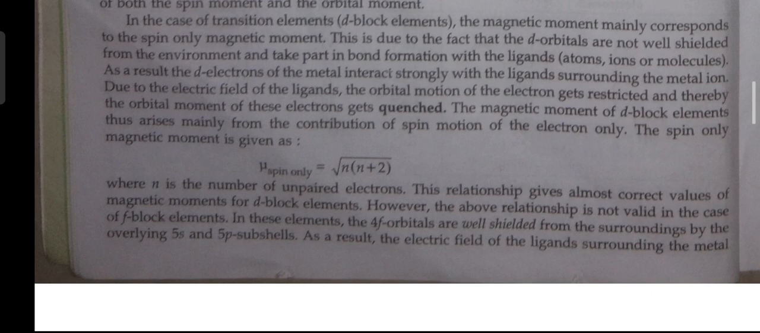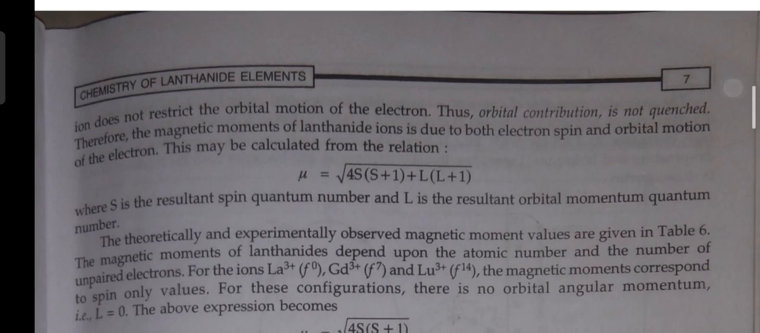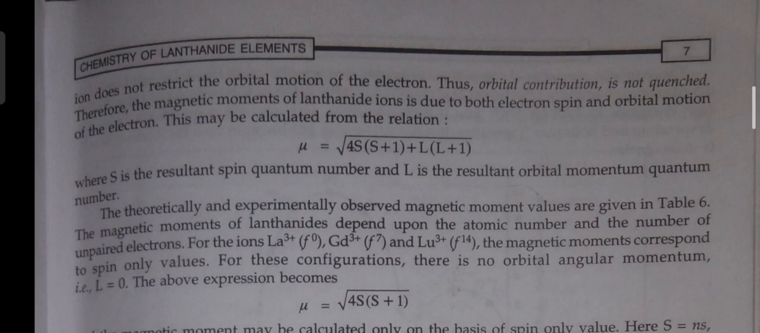However, the above relationship is not valid in case of f block elements. In these elements, the 4f orbitals are well shielded from the surroundings by the overlying 5s and 5p orbitals. As a result, the electric field of the ligands surrounding the metal ion does not restrict the orbital motion of the electron. Thus, the orbital contribution is not quenched. Therefore, the magnetic moment of a lanthanide ion is due to both electron spin and orbital motion of the electron.